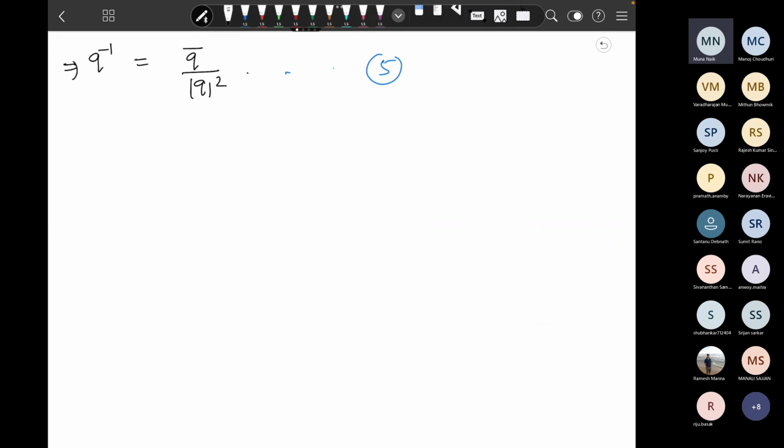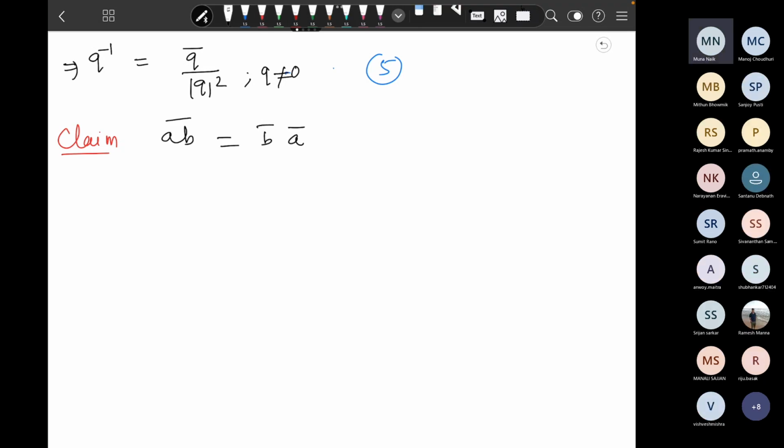So now the next property is really important. Claim: for any a, b in H, the bar of ab is equal to b bar a bar. We call this property 6.